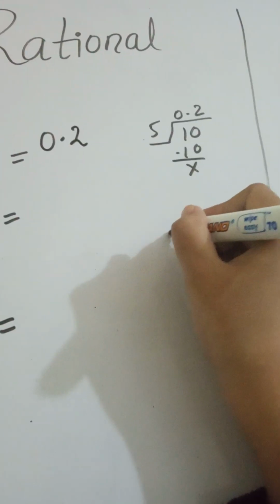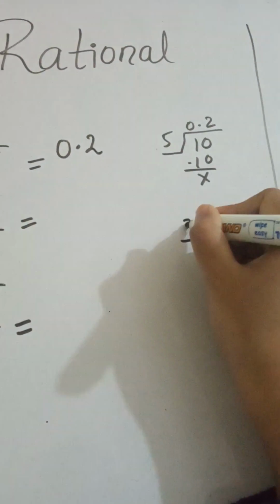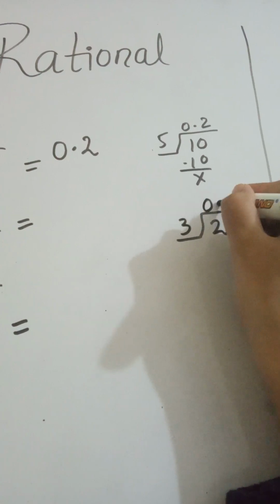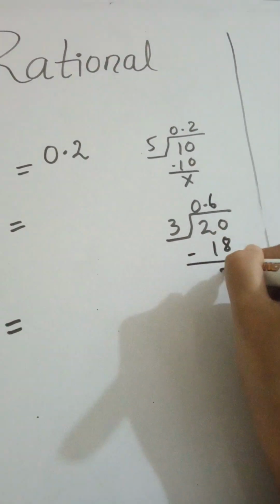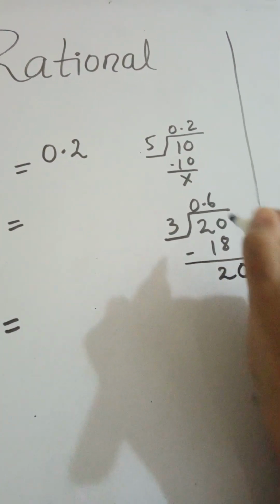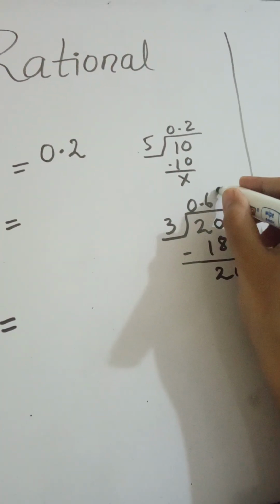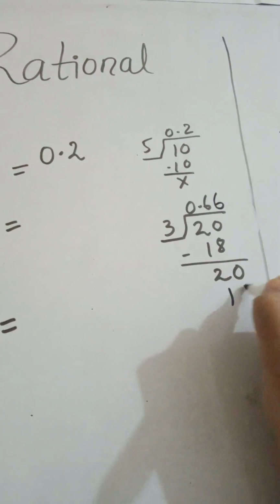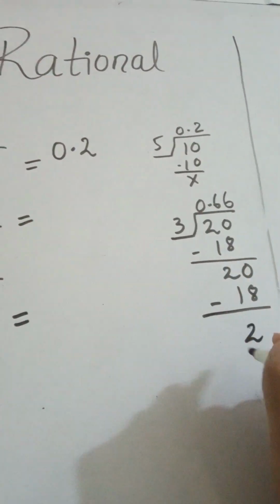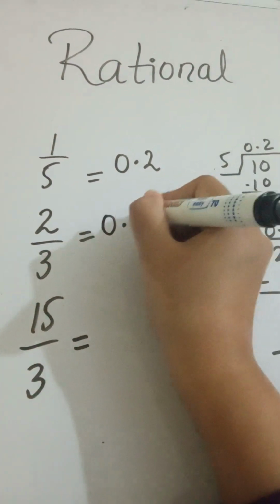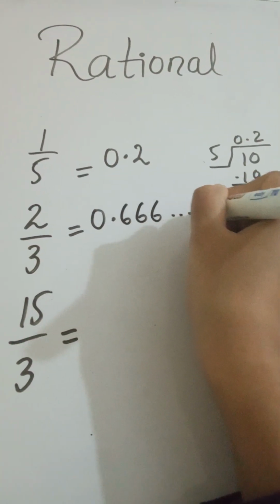What about 2 by 3? I'll also divide it. 2.0, 3 times 6 is 18. Again 2, I'll put 0 because of the decimal point. Then 3 times 6 is 18. Look, it's going on continuously, the same pattern. So the answer is 0.666 because it's going on.